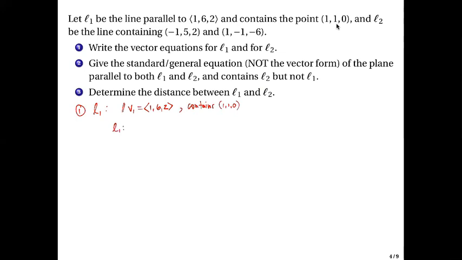So L1 has equation: the vector <x, y, z> is equal to the point (1, 1, 0) in vector form, <1, 1, 0>, plus t times the vector V1, so times <1, 6, 2>. This is true for any t in R.